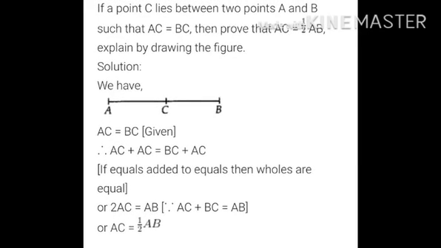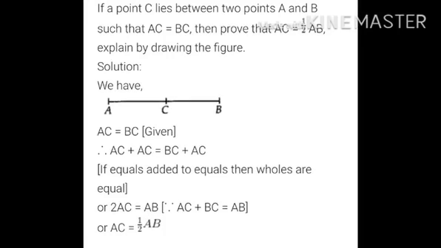Now question number 4. If a point C lies between two points A and B such that AC is equal to BC, then prove that AC is equal to half of AB. Explain by drawing the figure.